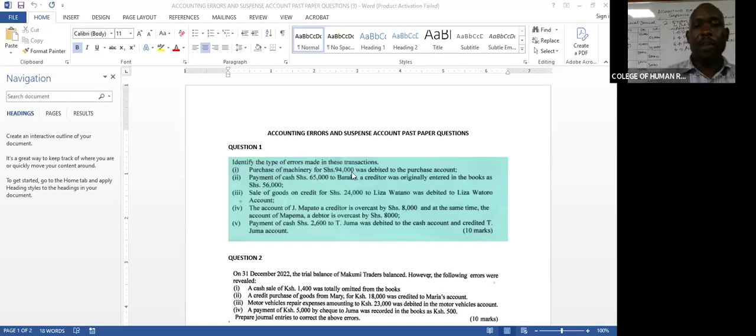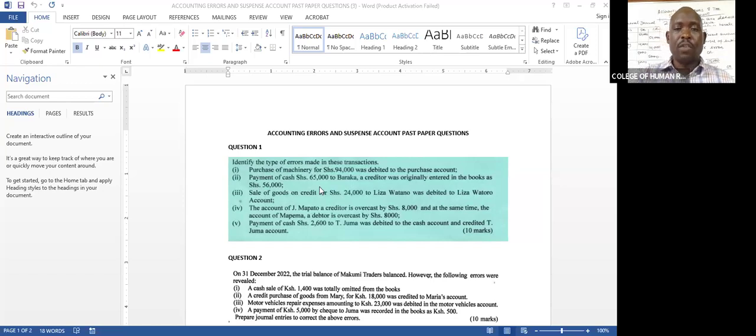Question number 1 says, identify the type of error made in these transactions. Purchase of machinery 94,000 was debited in the purchases account. I told you that one is an error of principle, when you record a transaction in the wrong class. Payment of cash 65,000 to Baraka, a creditor, was originally entered in the books as 56,000. This is an error of original entry. You can as well call it the transposition error. We used the wrong sequence of digits, or original entry, because the original amount is wrong.